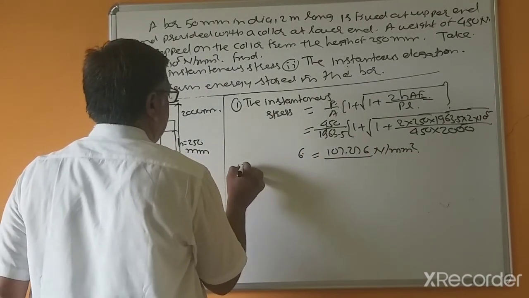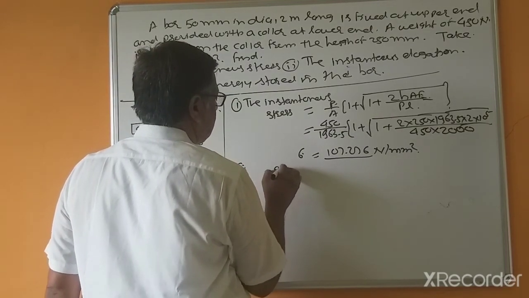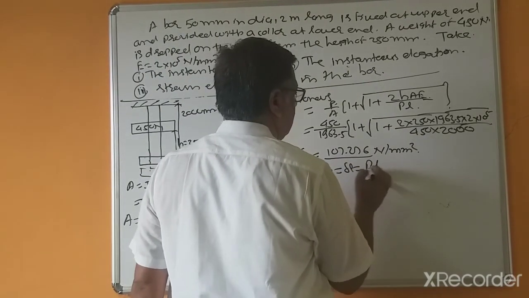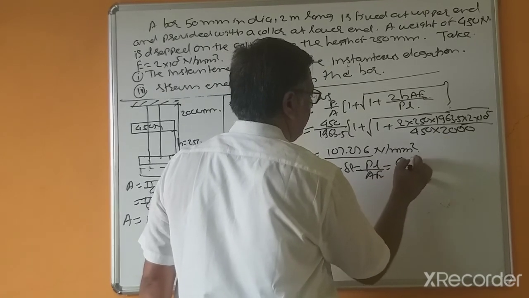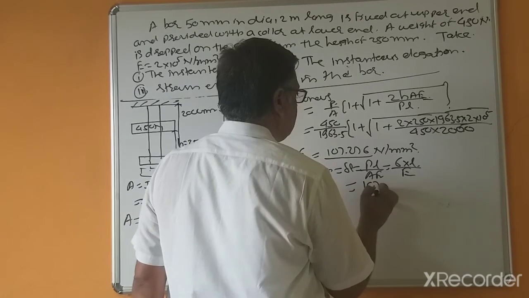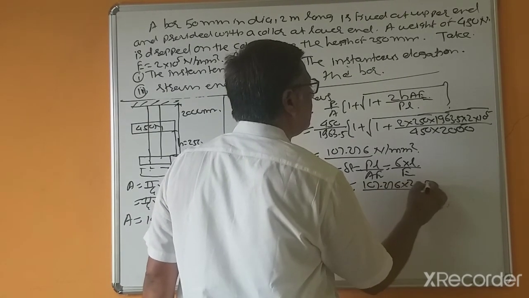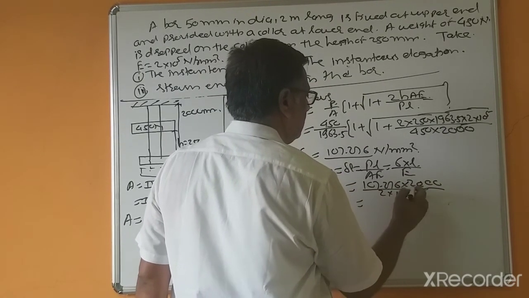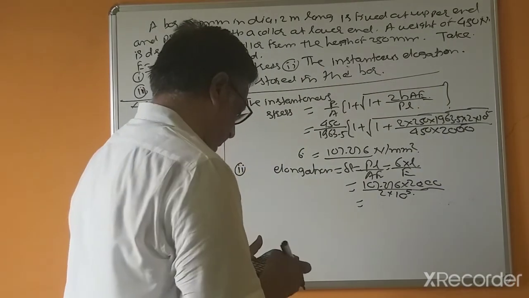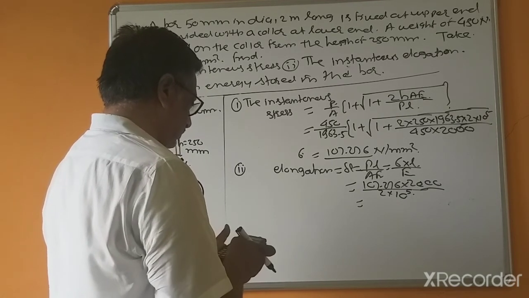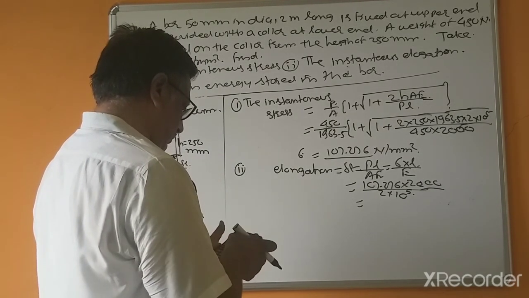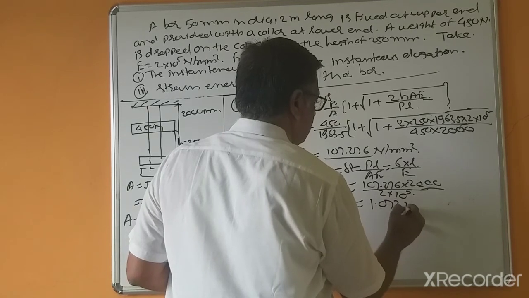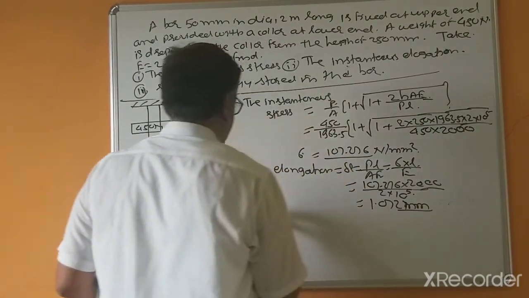First bit over. Second, elongations, delta L equal to PL by AE, or this is stress times length divided by 2 into 10 to the power 5, equal to 1.06 mm.